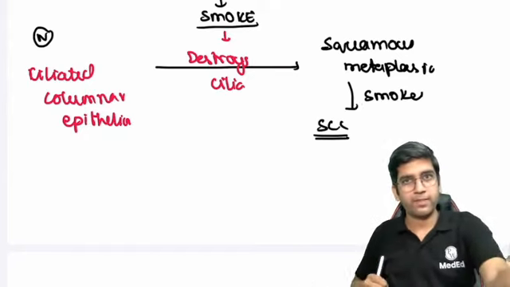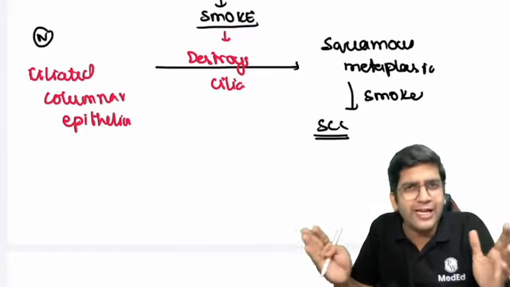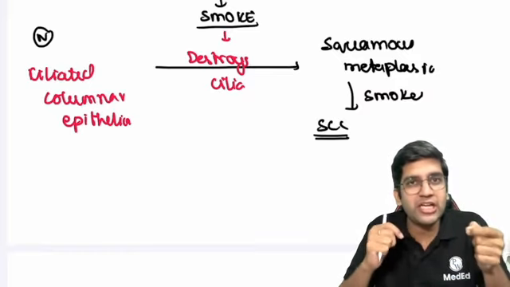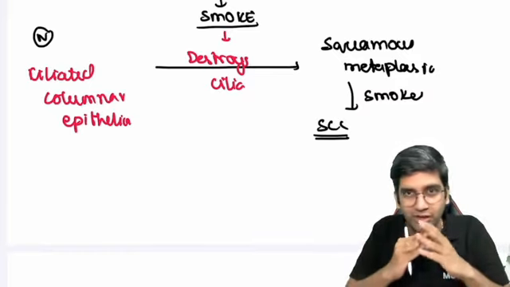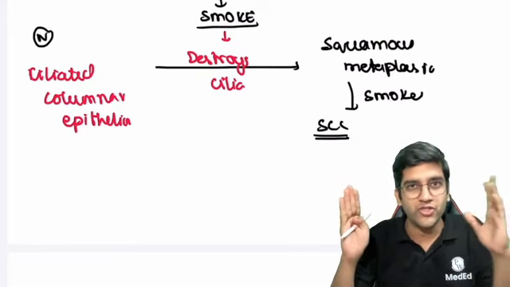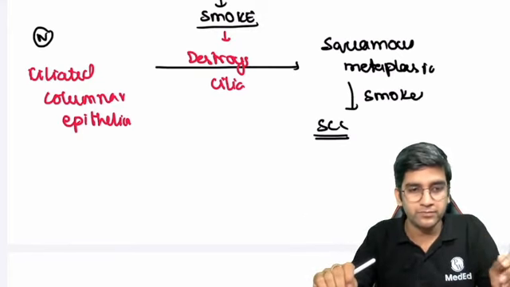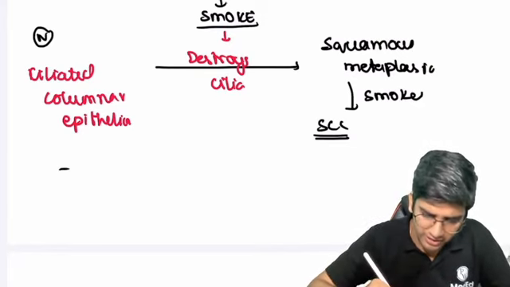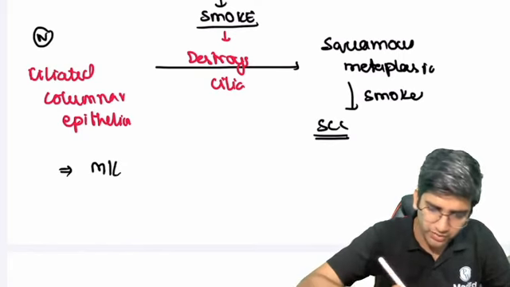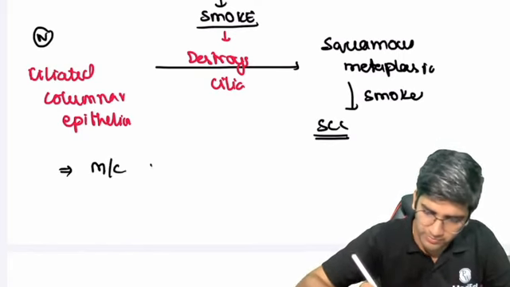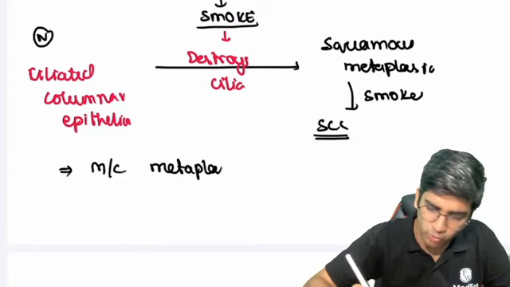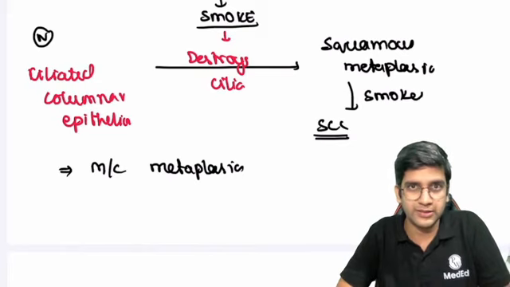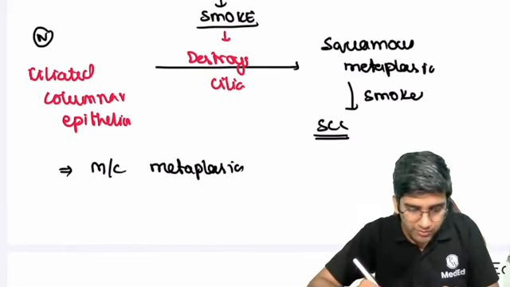So now tell me, with your logic, and you've lived for 18, 19, 20 years, which is more common, GERD or smoking in your real life? Don't consider the textbook at all. 100% smoking is more common, right? So this is the most common example of metaplasia, because smoking is more common than GERD. Understood? Clear? Perfect. So that's why don't read most commons.